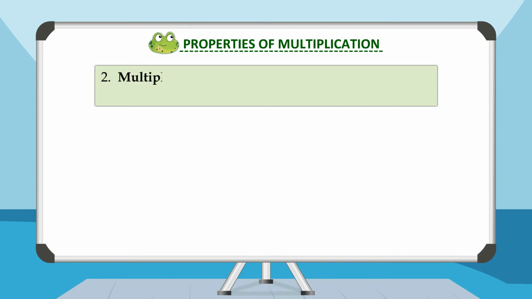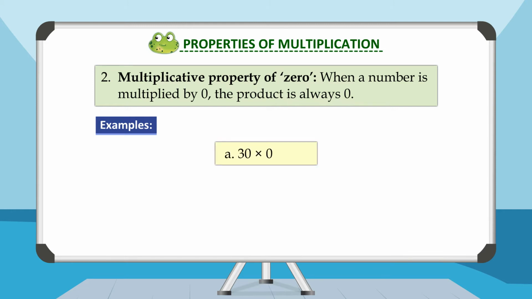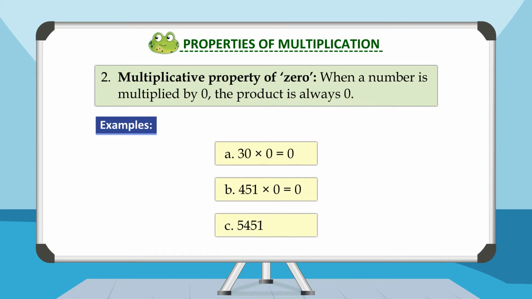2. Multiplicative property of 0. When a number is multiplied by 0, the product is always 0. Examples: A. 30 into 0 is equal to 0. B. 451 into 0 is equal to 0. C. 5451 into 0 is equal to 0.